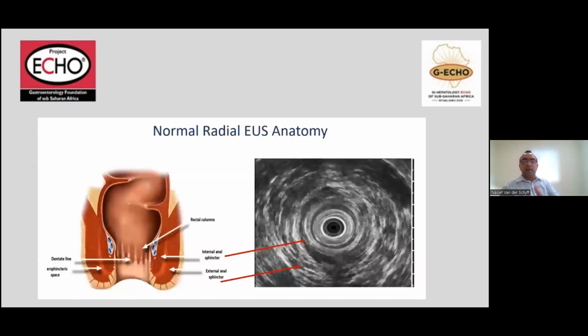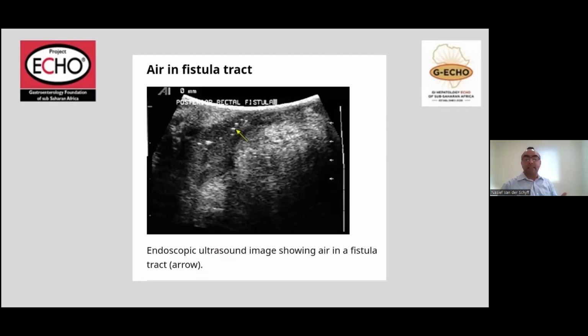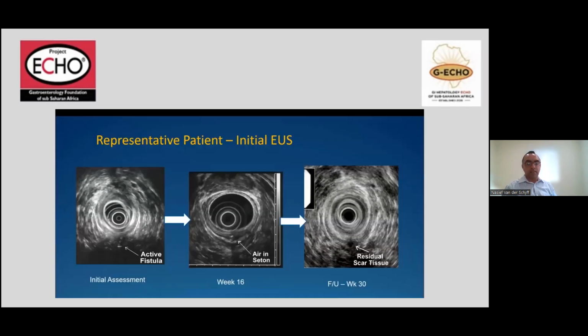As I've shown earlier, this is how it looks if you do an EUS showing the presence of the sphincter. And what you may see is, as shown over here with the arrow in yellow, there may be air in the fistula tract that is shown on the EUS. And this is one of the studies that I looked at, showing that initially you have an active fistula, right? As it's been treated, there may be air in the seton, and eventually you may have scar tissue that is formed, and this is at week 30.